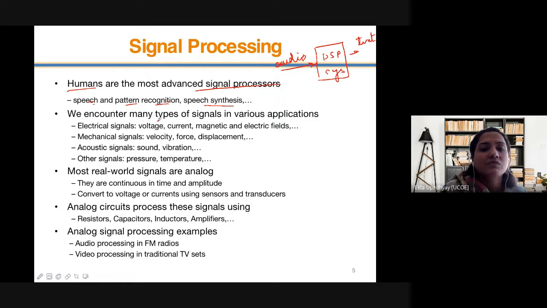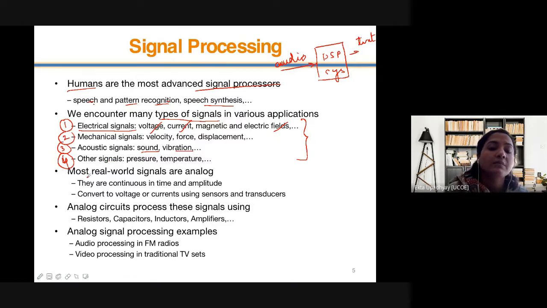So there are many types of signals, students, in various applications that we deal with. Number one is the electrical signals, in terms of voltage, current, and magnetic and electric fields. Second is the mechanical signals: velocity, force, displacement, pressure, whatever we are learning on this. Third is acoustic signals, that is sound and vibrations. And number four is other signals, such as pressure, temperature, and so on. Do we agree to all these kinds of signals that we deal with? We deal with some of these signals for sure, yes or no? Electrical signals, mechanical signals, acoustic signals, and various other signals, right?